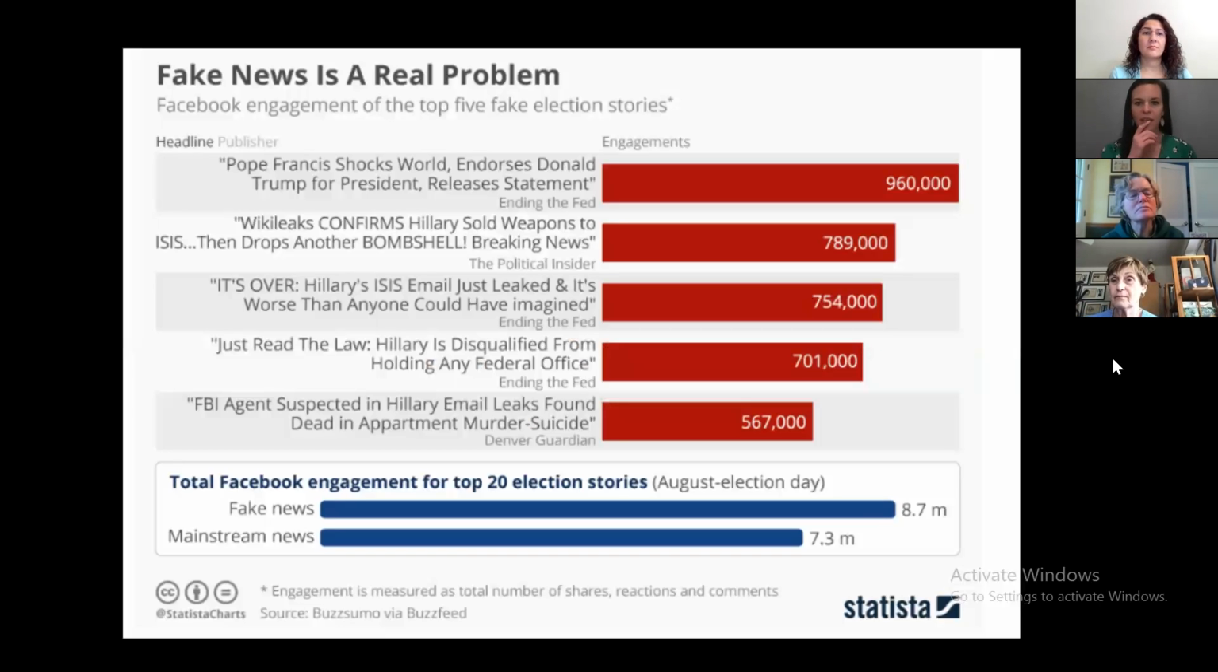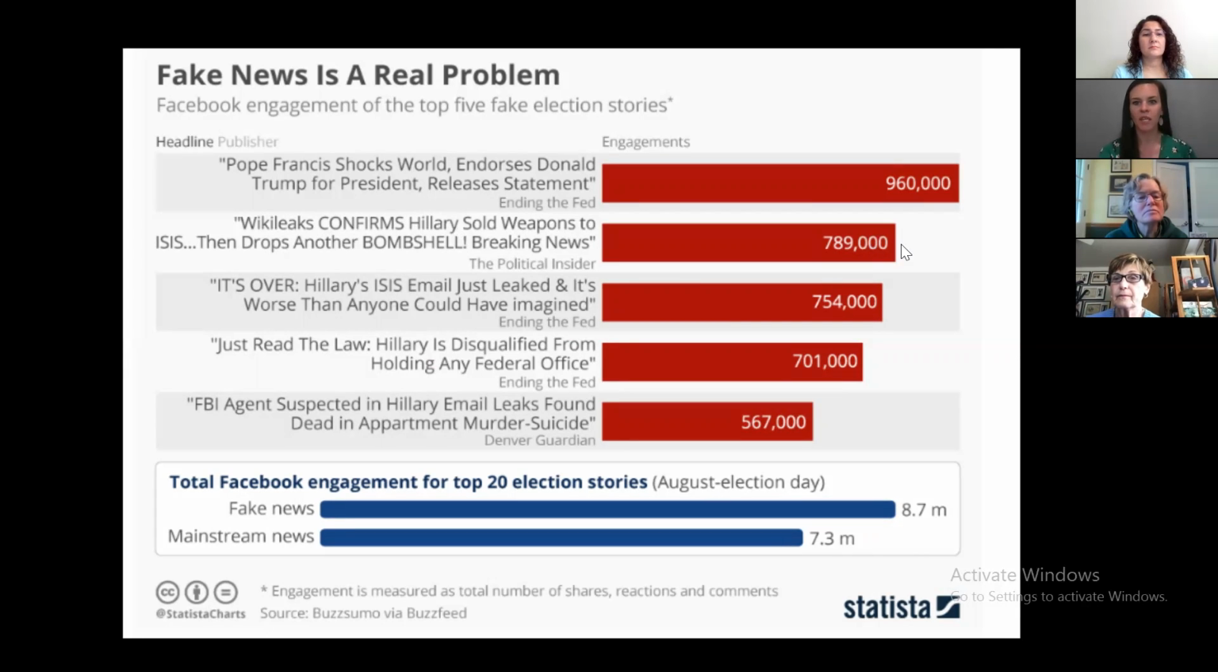One thing, related to the 2016 election, and what I think is most relevant here is that the top 20 election stories in the weeks, months, leading up to the election were fake. Of the top 20 stories circulating on Facebook, 8.7 million engagements were with stories that were not true. And you can see some of them here: 960,000 people engaging with this story about Pope Francis endorsing Donald Trump.